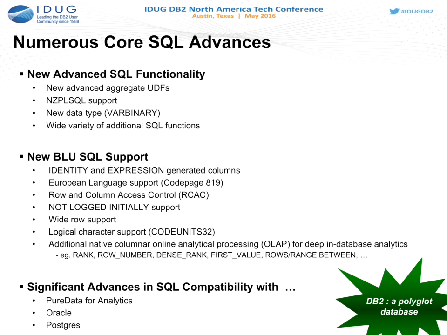And a whole bunch of OLAP functions have been implemented natively now in the columnar engine, which will deliver better performance as well. A lot of these SQL enhancements that we've delivered here were under an overall theme of just continuing that drumbeat of exceptional compatibility across IBM's database offerings, across PureData for Analytics, Netezza, and also Oracle and Postgres. So a lot of these features are going to allow you to port applications that run on those databases over to DB2 as well.